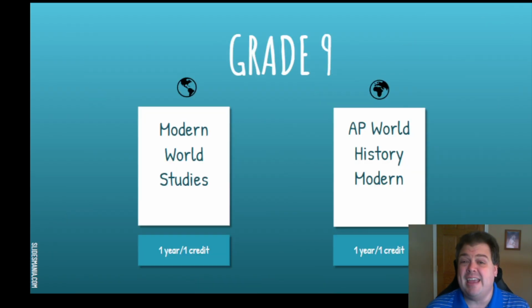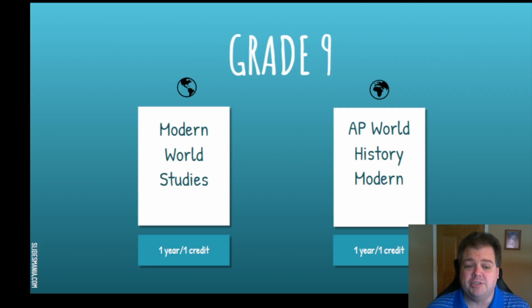Freshmen have to take 1 world history course. The choices are Modern World Studies or Advanced Placement World History Modern. Most students will take Modern World Studies, which will pick up on the content from 7th grade early world history. Students will learn about the Enlightenment era through the modern day.